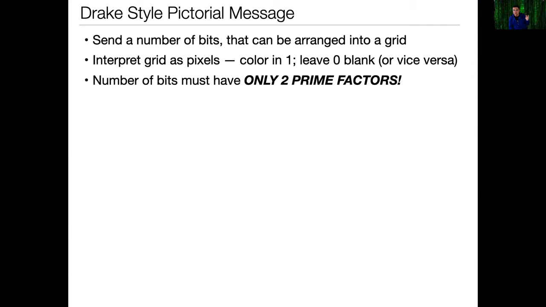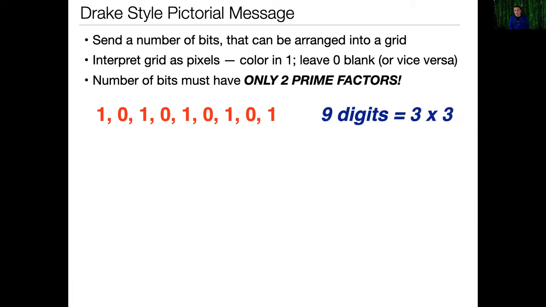The number of bits in your message has to be able to be written in terms of only two prime factors. Here are 9 digits. This is my radio signal that I've sent through my radio telescope. On, off, on, off, on, off, on, off, on. Well, that is appropriate. It's 9 digits. It can be broken into 2 prime factors, 3 by 3.